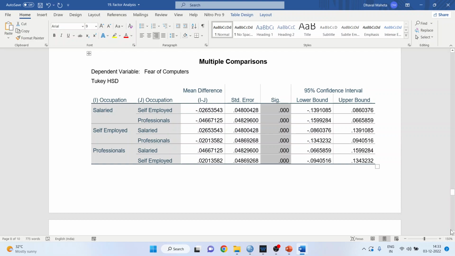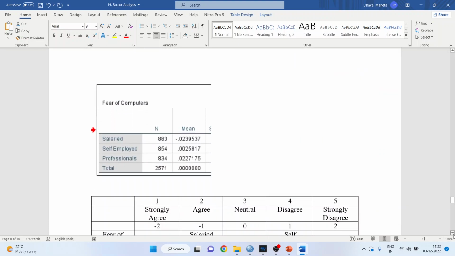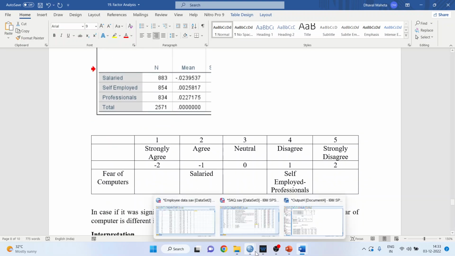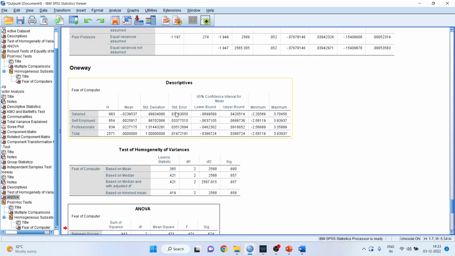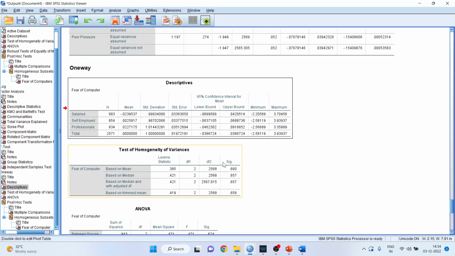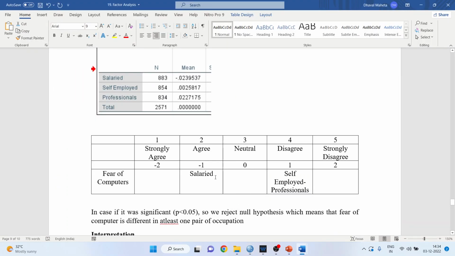Then I will have to see the descriptive statistics, that is fear of computers. This I will get from the descriptives which were generated initially. This one. Now, salaried is having a negative value, self-employed is positive, professionals are positive. Same way as we did in gender, salaried is negative, self-employed and professionals are positive. Now, how will I write the interpretation?